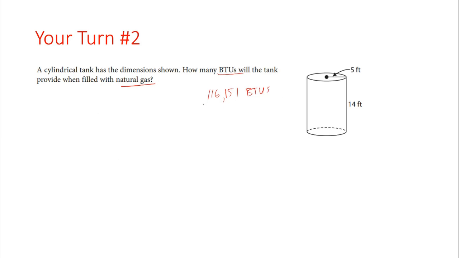And then you're going to divide it by the volume of your cylindrical tank. So find the volume first, and then 116,151 BTUs divided by whatever you got for your volume, and that should show you how many BTUs that tank will provide you with. So once you figure that out, let me know.